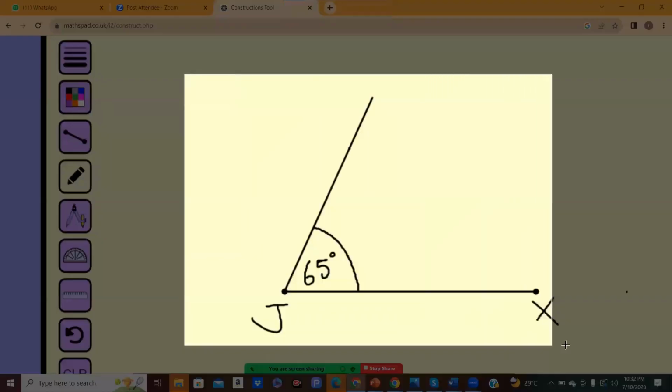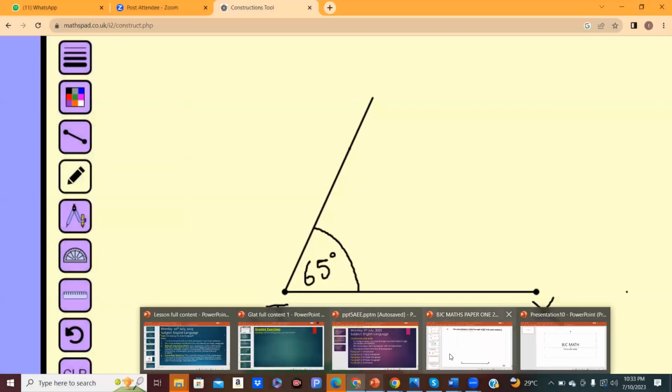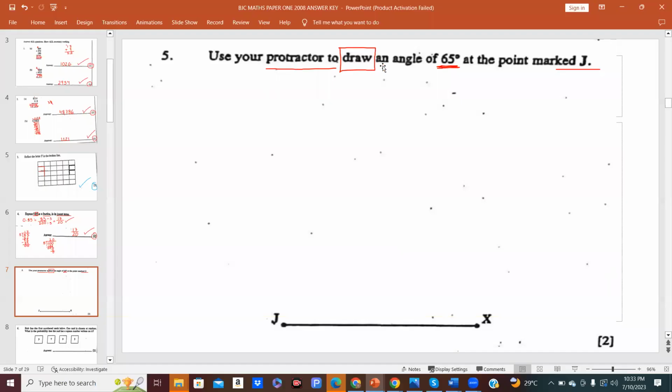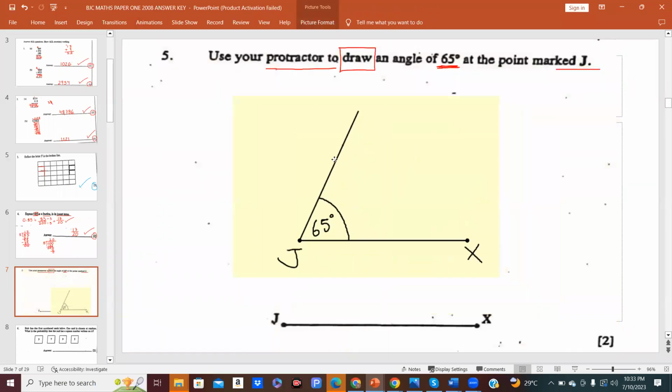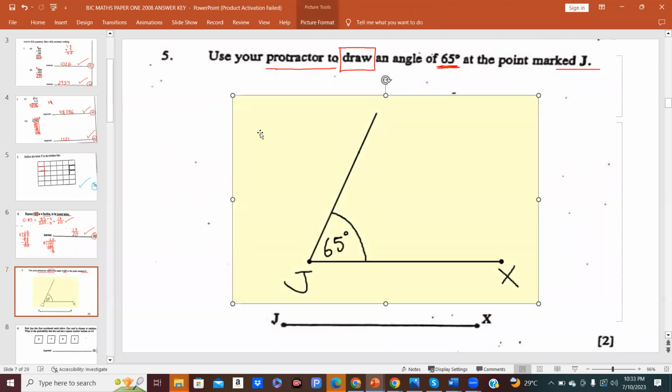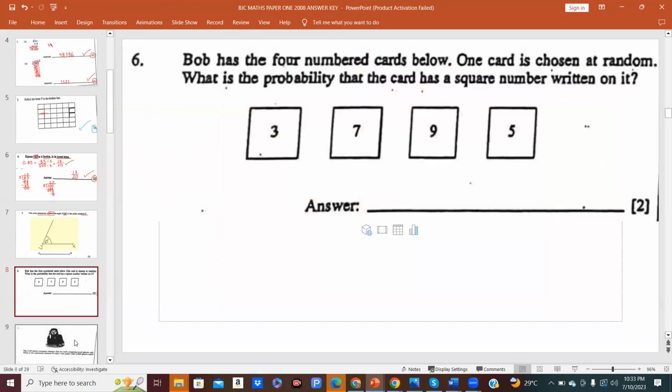Okay, so let's put that on the answer PowerPoint right there. Use a protractor to draw an angle of 65 at the point marked J. Not at X, but marked J. And so if you did that, then you are able to get your 2 points right out. All right. Okay, so let's move on to question number 6.